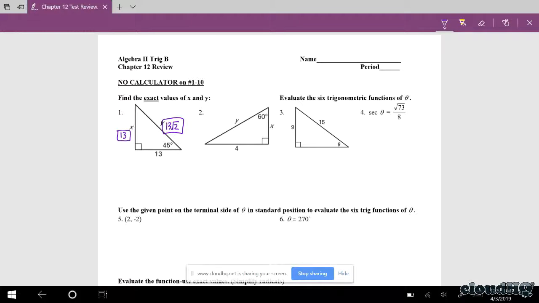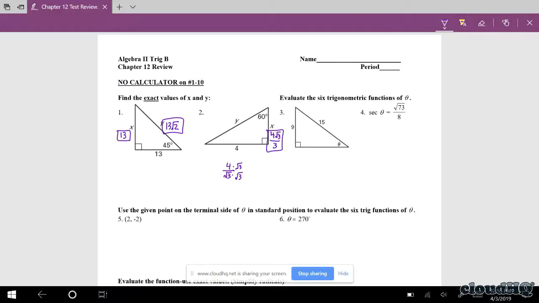On number 2, we know the long leg is 4. To get from the long leg to the short leg, you have to divide by the square root of 3. Then we have to rationalize that, so multiply top and bottom by square root of 3. So for x, we get the numerator is 4 square roots of 3, while the denominator is 3. A little messy. I can try to write that again. 4 square root of 3 all over 3.